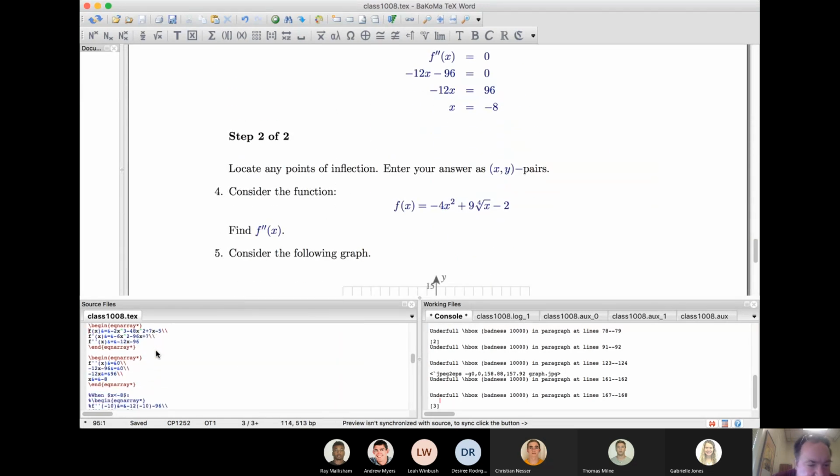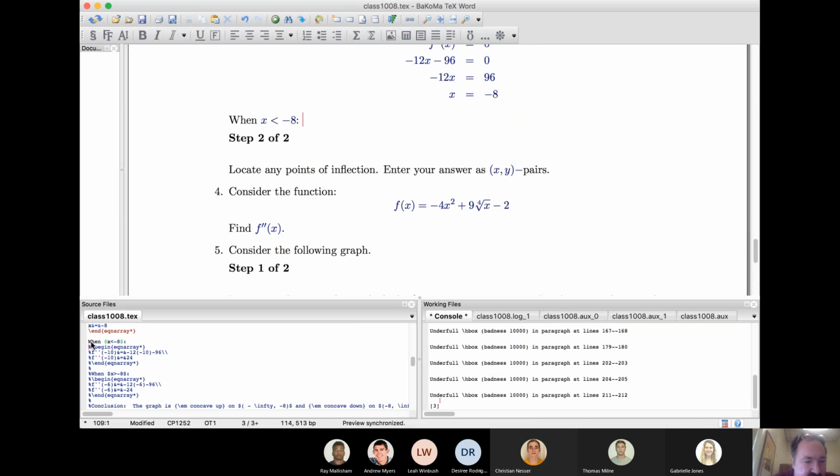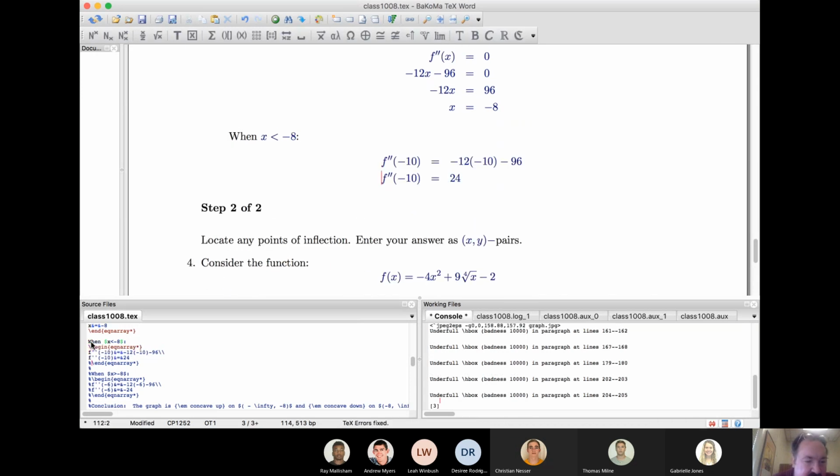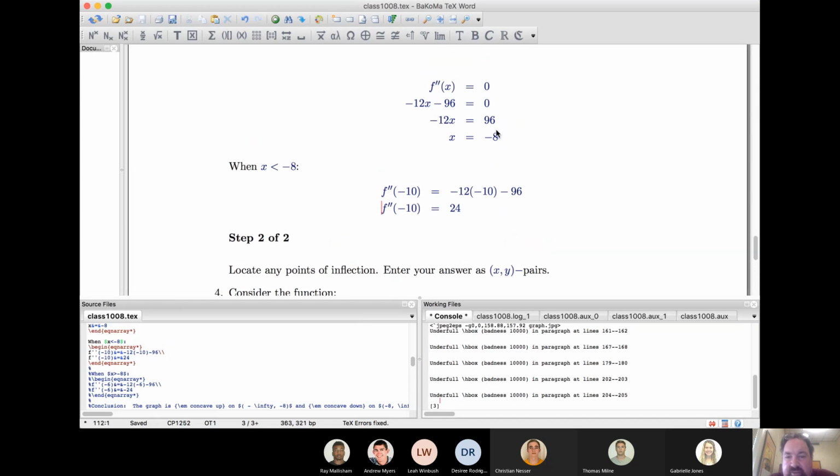So first we check x less than -8. And you can pick any x value. For example, choosing x equal to -10. So we can just plug that into the second derivative that we just got. And here we get a positive value. So it's concave upward to the left of -8.